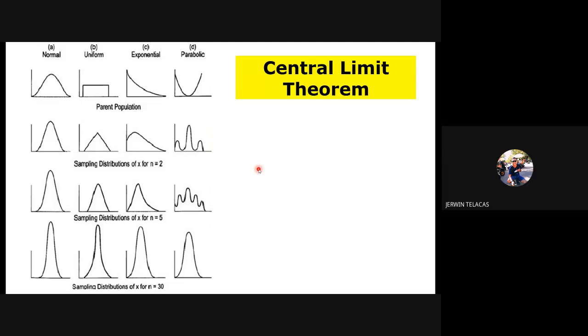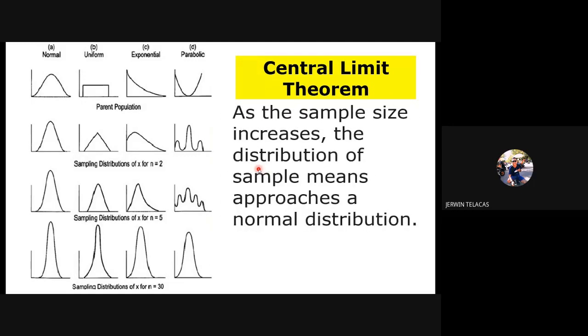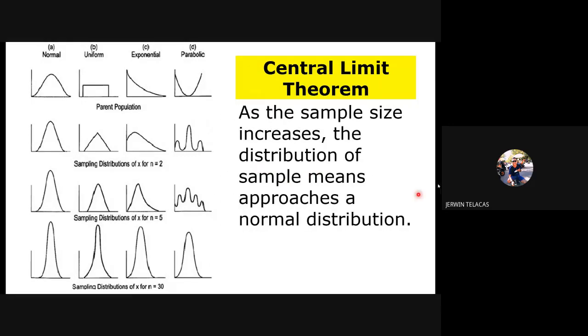For example, ano nga ba itong sinasabi ni central limit theorem? So central limit theorem says that as the sample size increases, the distribution of the sample means, which yung ginawa natin last time, approaches a normal distribution. So ibig sabihin niyan, in case the population is not normally distributed, like for example, eto yung nakikita yung graph dito na tatlo. So we have here the parent population, uniform. So ganito yung shape ng graph niya, hindi siya normally distributed or hindi siya normal curve.